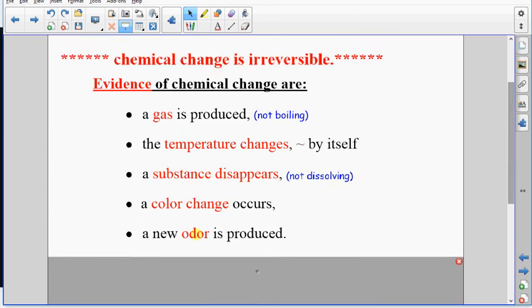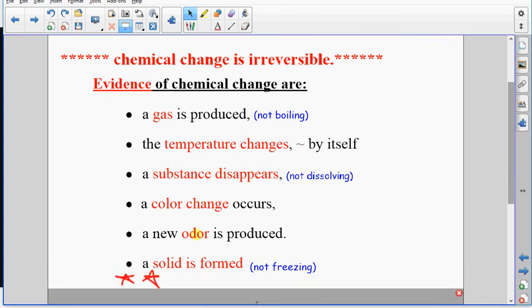So, an odor being produced, or a new solid is formed. Again, this is not freezing. If you pour a couple of things together and all of a sudden a solid is produced, which we have some examples that I can show you at another time, that would probably mean you have a chemical change. An example of that, I'll show you tomorrow. Ask me again, I'll show you tomorrow.